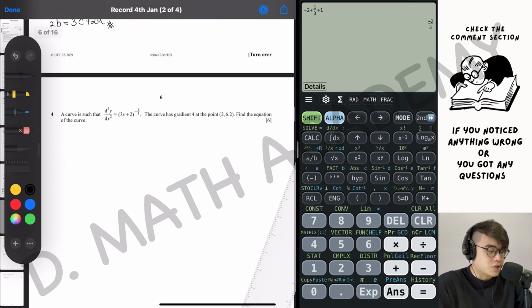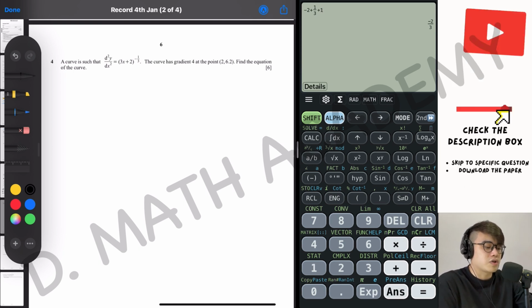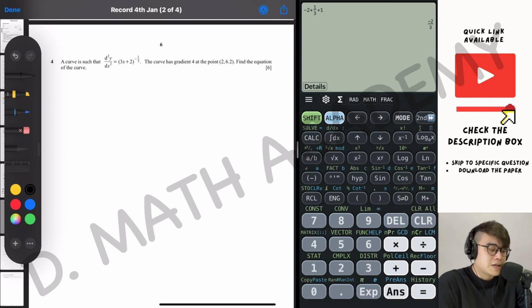Moving on to question 4, a curve. d2y/dx2 is given as (3x plus 2) to the power of negative 1 over 3. The curve has a gradient of 4 at the point (2, 6.2). Find the equation of the curve. So the first thing that I noticed was that they gave us the dy/dx and it was 4 when our x is given as 2.